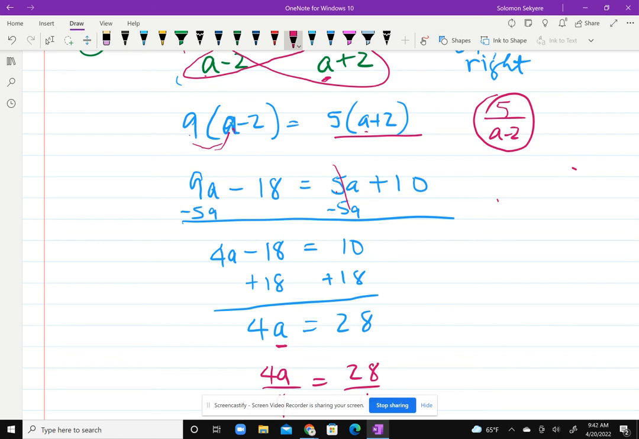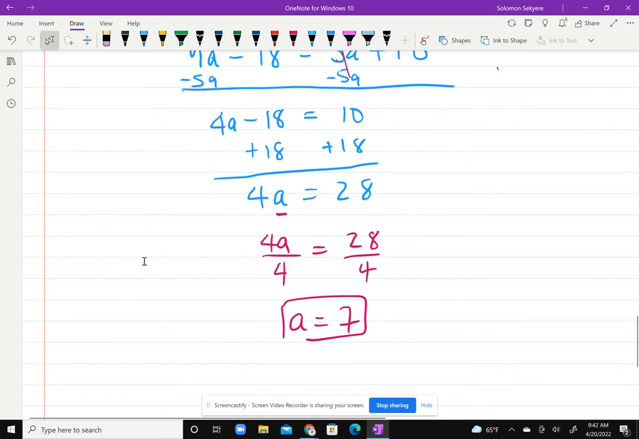Second step, I have an integer here, an integer there. I want my variable to be by itself. So I remove the negative 18 by adding 18 to both sides. 4a equals 28. I just want my a by itself. So I need to get rid of the coefficient of the a. So since it's multiplying, I divide both sides by the coefficient, which is 4. 4a over 4 equals 28 over 4, and a equals 7.